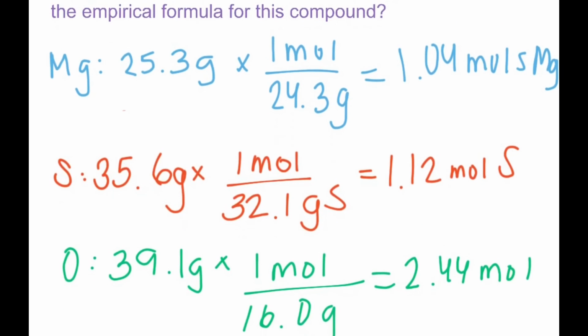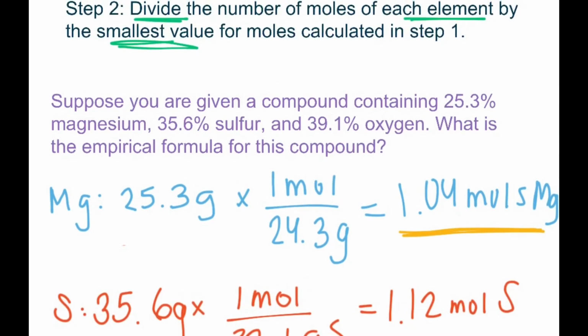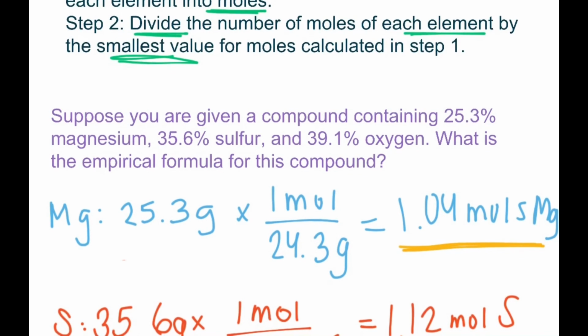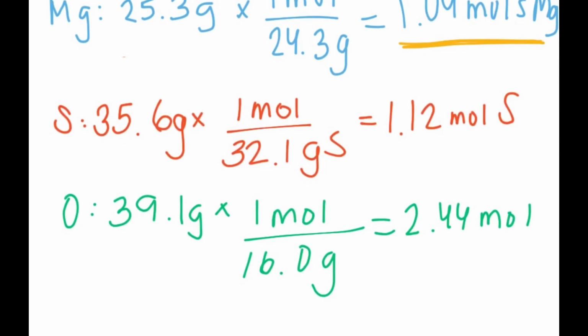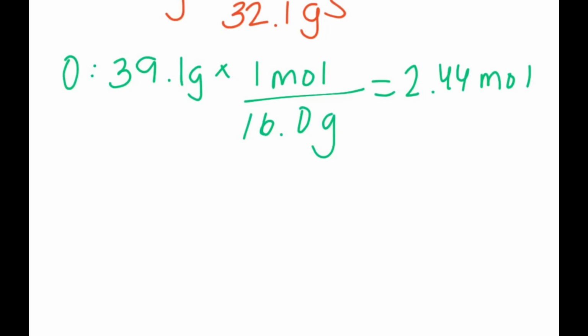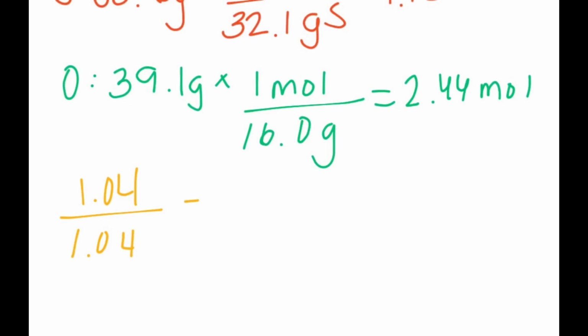Now that step 1 is complete, we look back at our moles to see which one is the smallest value. As we can see, the smallest value is that of magnesium, which is 1.04 moles. Then we divide this value into all of the other values calculated in step 1. So the value of magnesium, 1.04, is divided by the smallest value, which is also 1.04, and we get 1. So, therefore, there is 1 atom of magnesium.